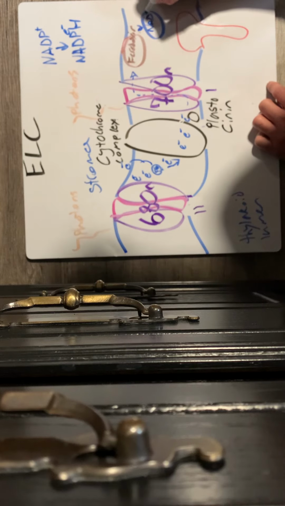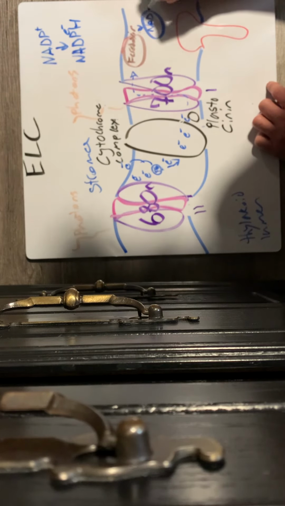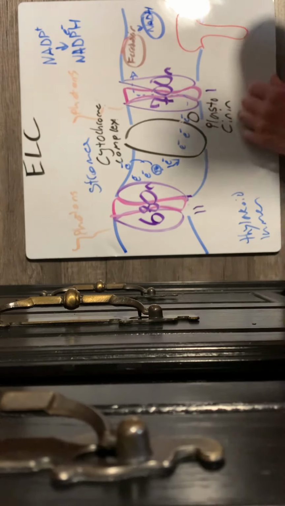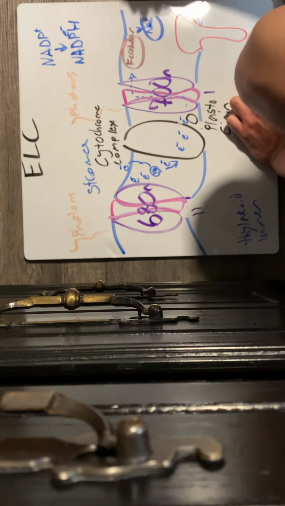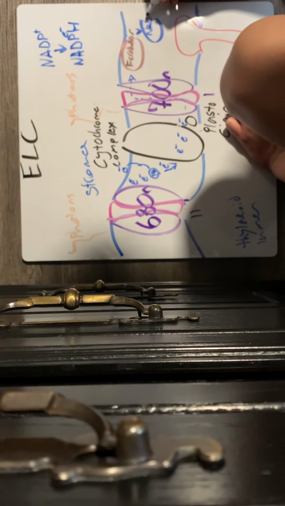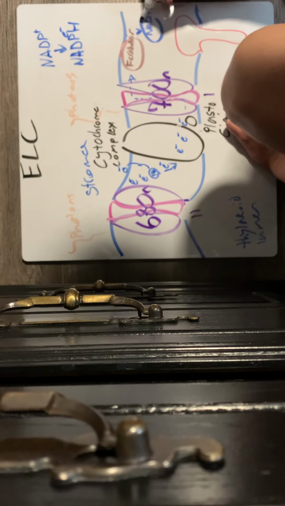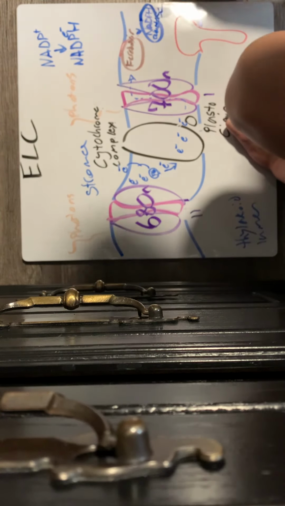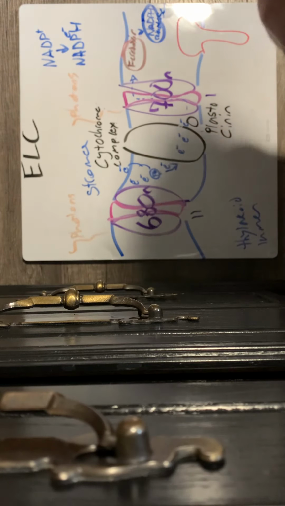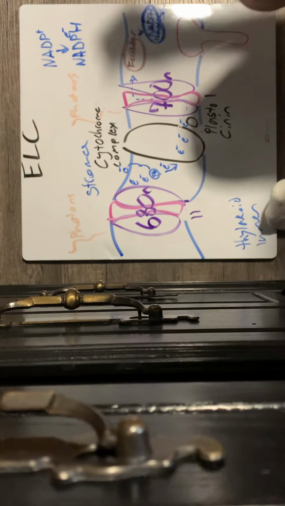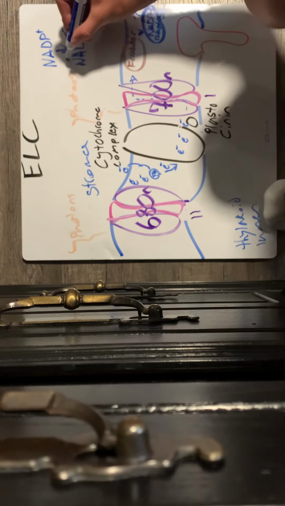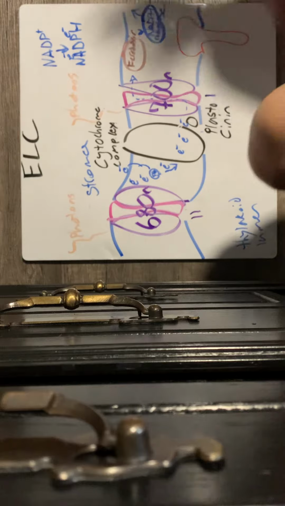And then NADP reductase, an enzyme that will reduce NADP plus and send it to the Calvin cycle as NADPH. And when it goes to the Calvin cycle, it has 2 electrons.